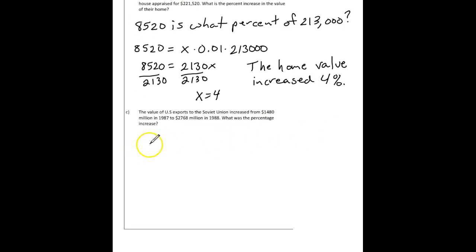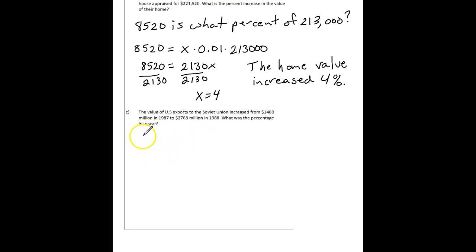All right, one more. The value of U.S. exports to the Soviet Union increased from, looks like, 1,480 million in '87 to 2,768 million in 1988. It's a little weird way of writing it, but that's okay. What is the percentage increase? Again, we're trying to find the percentage increase, so we have to figure out how much it actually went up. That's the first step.